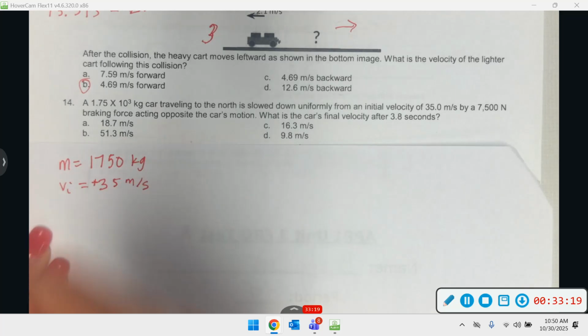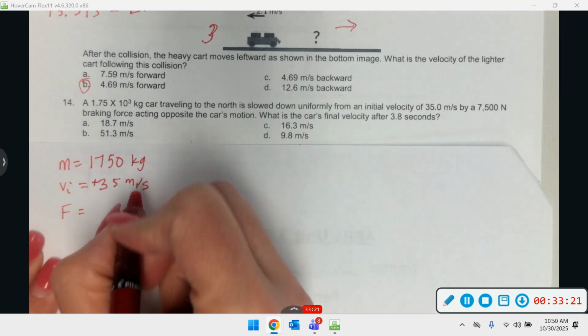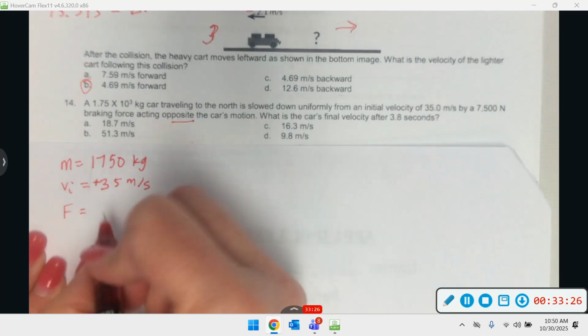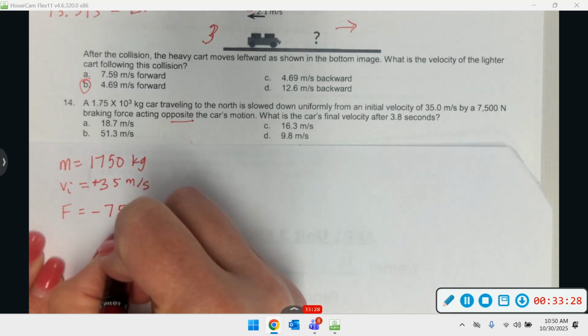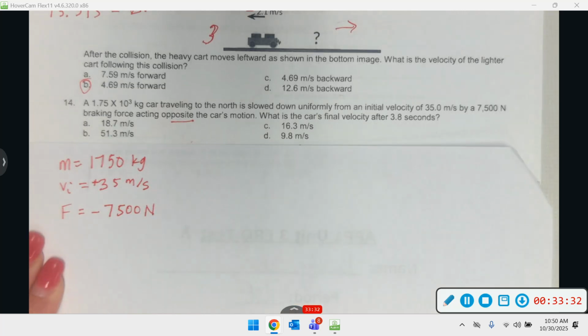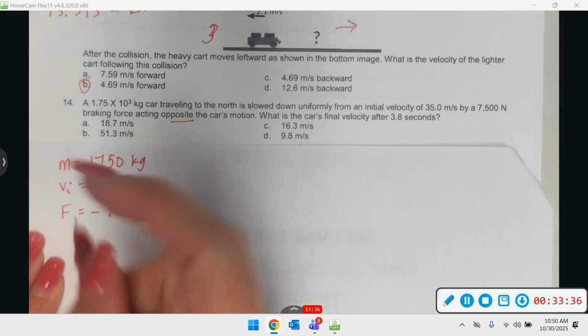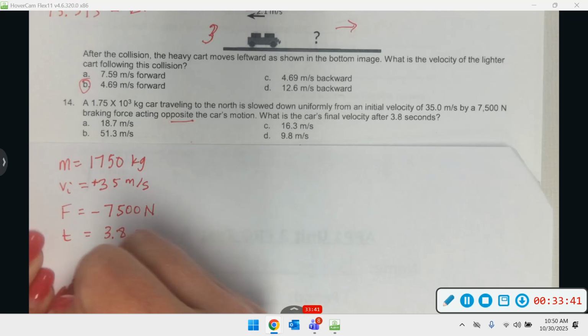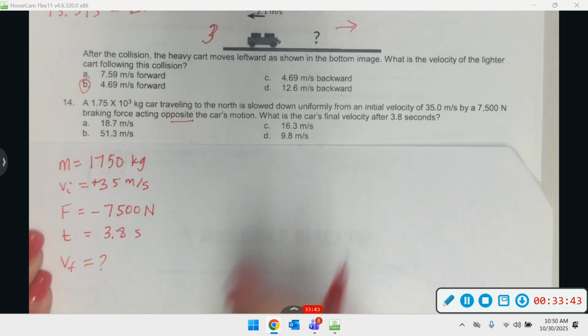I'm just going to call that positive 35 because I'm going to say that north is positive. And then I have a force of 7,500 newtons opposite. So that means it's south, it's negative. If you missed this problem, it's probably this sign that you forgot. Okay, so be careful with your signs. What is the car's final velocity after a time of 3.8 seconds? And we're looking for VF.